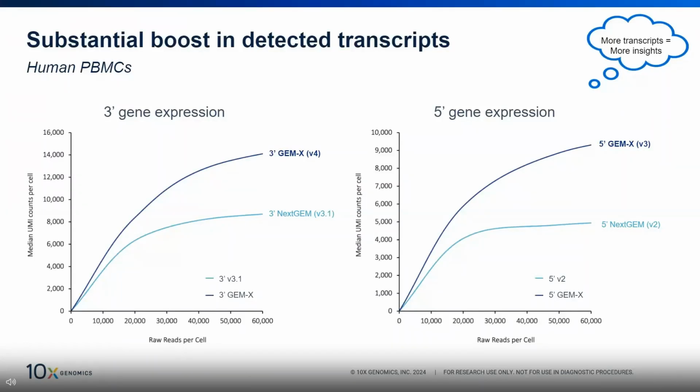So we can see in the GEM-X technology compared to the Next GEM technology, the previous generation, as we compare these head to head and we go with greater levels of sequencing depth, we're getting more and more transcripts detected with the GEM-X technology relative to the Next GEM. In some cases, we're seeing as much as 90% more transcripts detected when utilizing the new technology GEM-X compared to our previous generation. And this ultimately helps us drive greater insights.